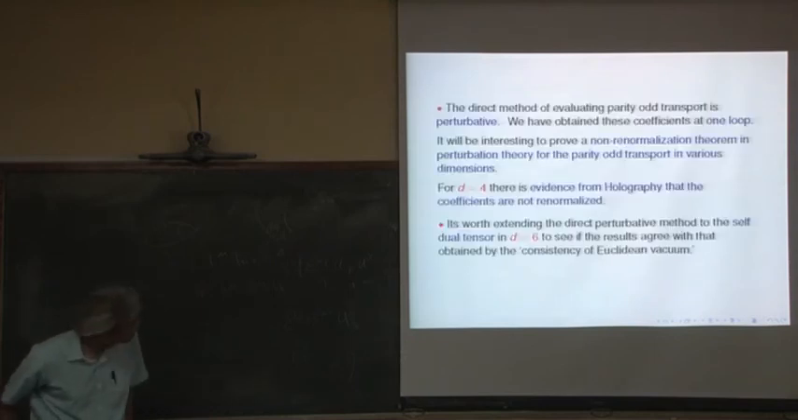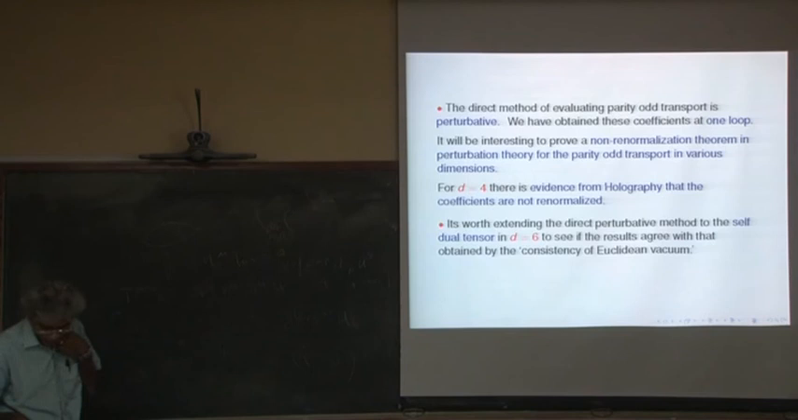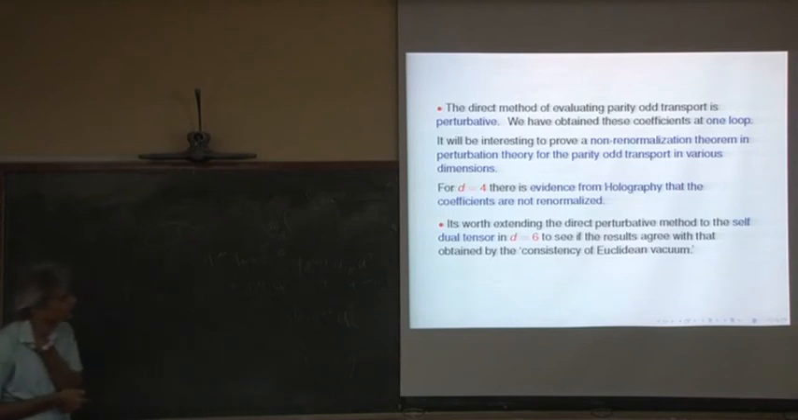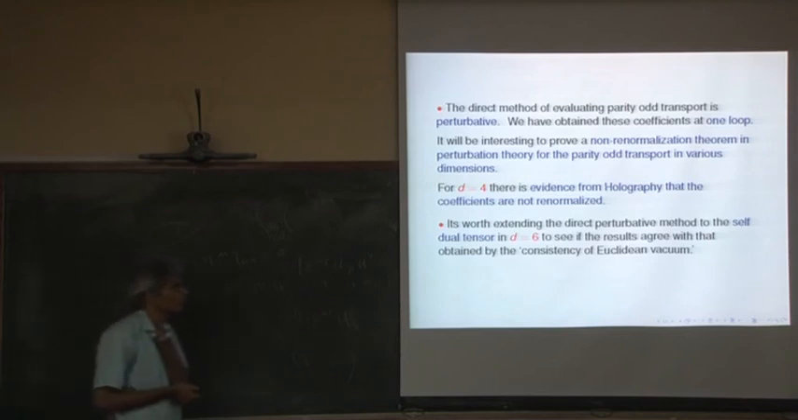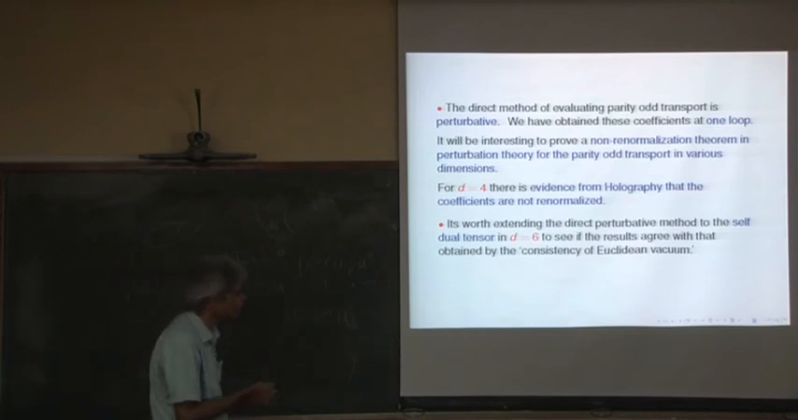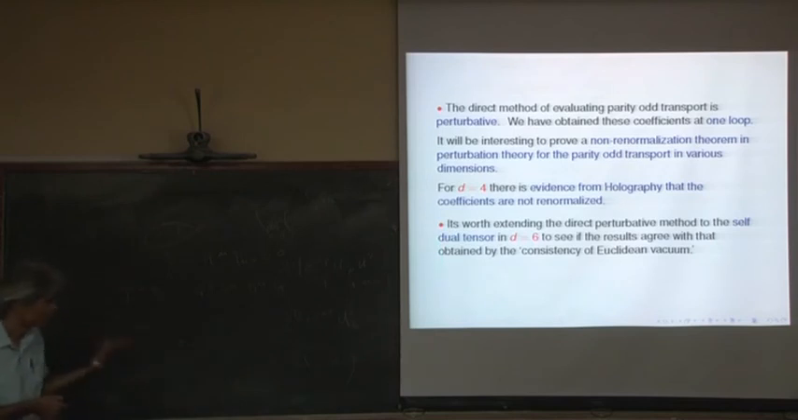So let me just conclude. The direct method of evaluating parity is perturbative, and as you've seen, we have observed these coefficients at 1 loop. It will be interesting to prove a non-renormalization theorem in perturbation theory. Of course, you expect it, and for d equal to 4 there is evidence from holography that these coefficients are not renormalized. It will be interesting to see explicit perturbative arguments for that.